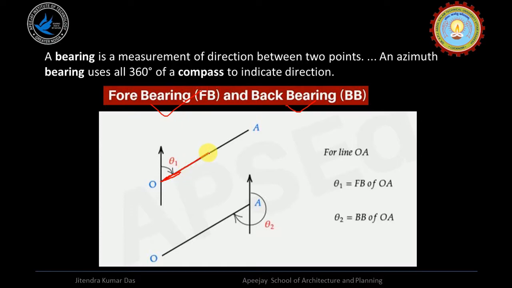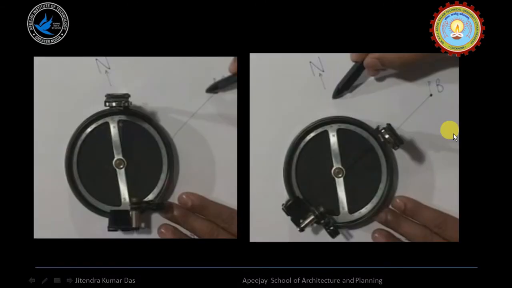When we sight from O to A, suppose we have to find the bearing of line OA. So we sight from O to A, and suppose the angle is theta, so it is our fore bearing. Similarly, when we place the prismatic compass at A and sight from A to O in the reverse direction, we have a certain angle, theta 2, and this theta 2 is our back bearing. So bearing has 2 kinds, fore bearing and back bearing.